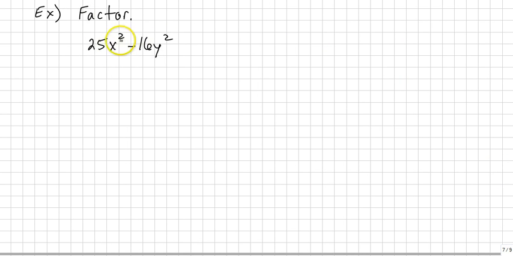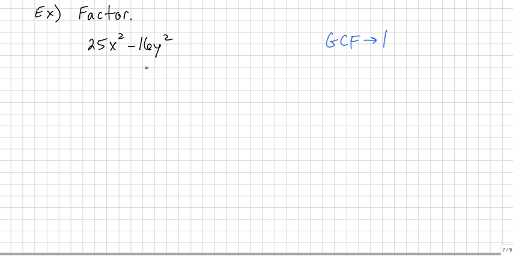So we have 25x squared minus 16y squared. Let's find its greatest common factor. 25 breaks down into 5 times 5, and 16 breaks down into 2 to the 4th. So they don't have anything in common other than a 1. This has x's and this has y's. So again, the greatest common factor is just 1.